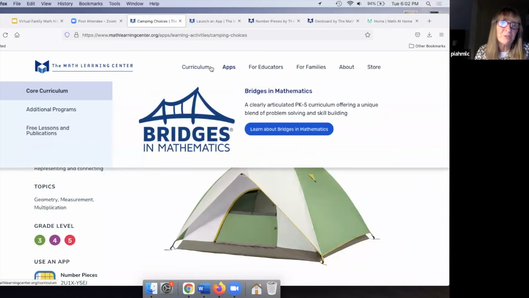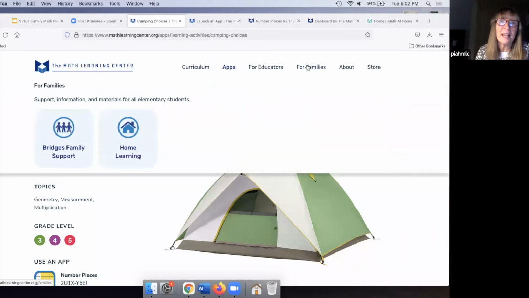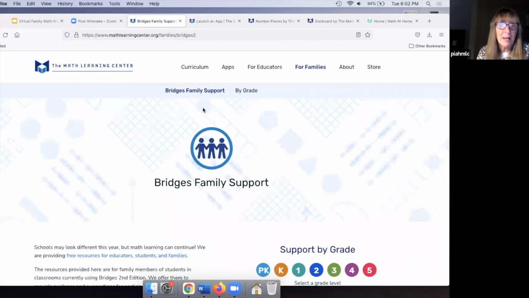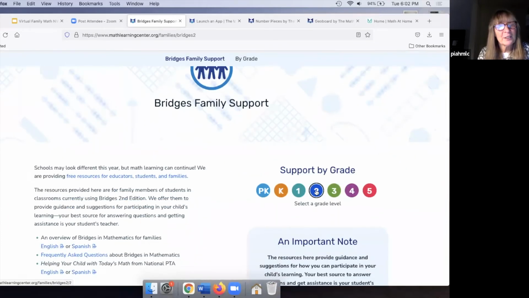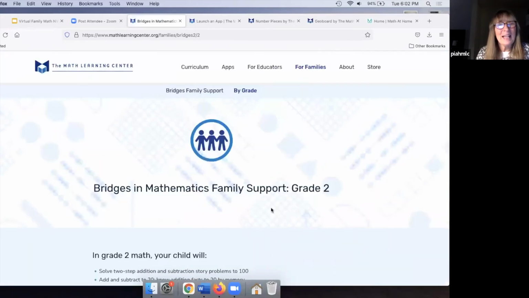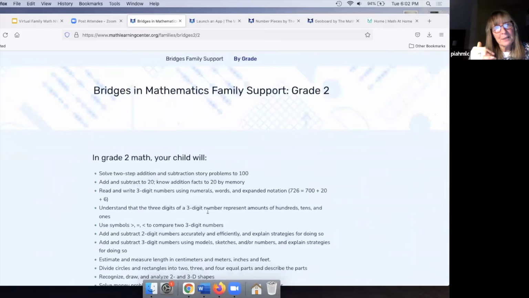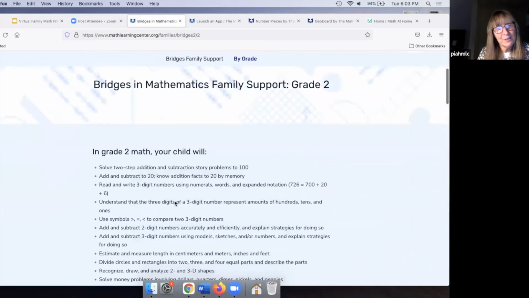So you can also find some great resources here for families. I'm on the app page still, but up here where it says for families, you'll notice there's a little box that says Bridges Family Support. So I can go to this tab here and find some great resources by grade. For example, if I have a second grade child, I can click on the two and it'll give me an idea of the concepts that my second grader is learning.